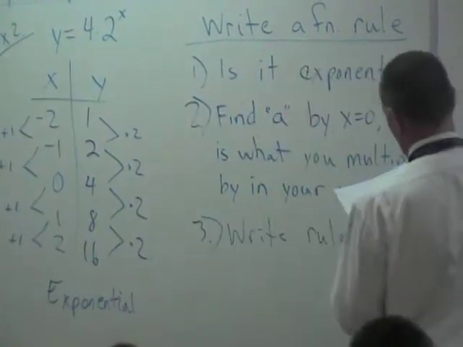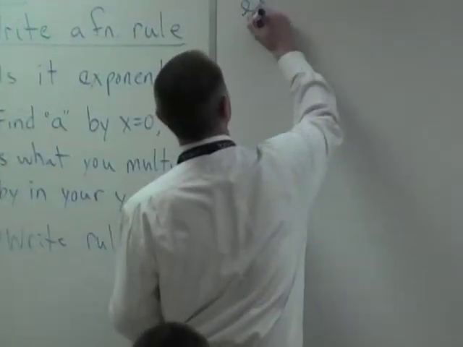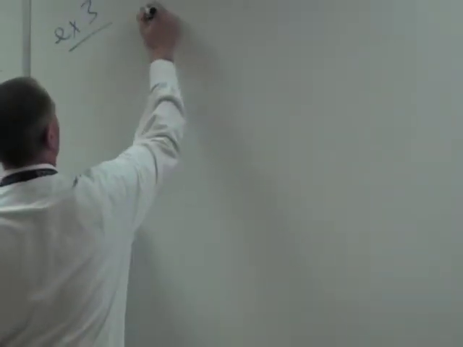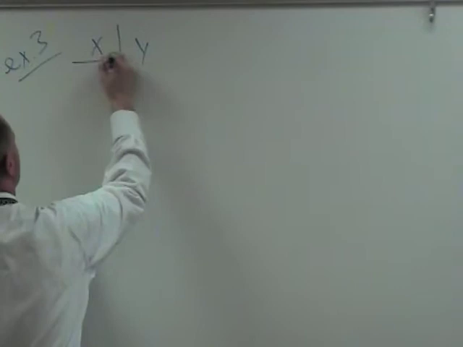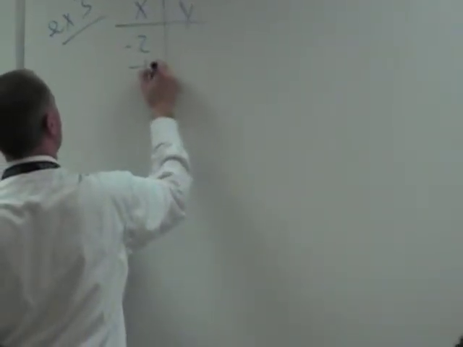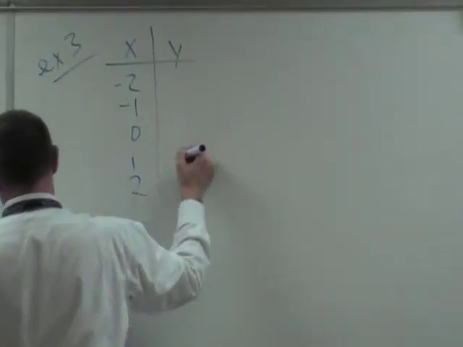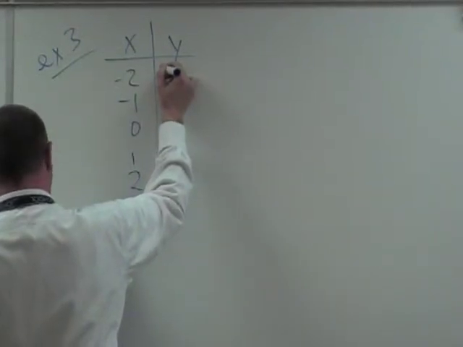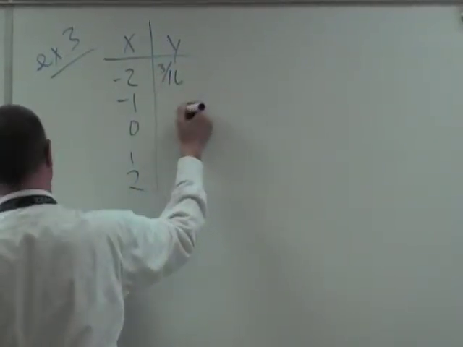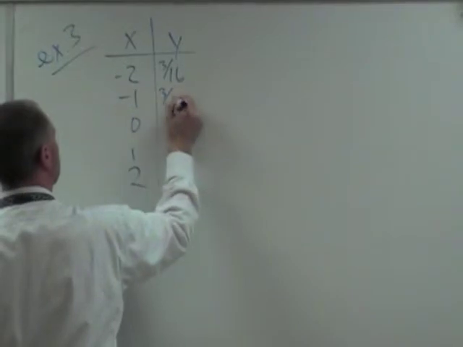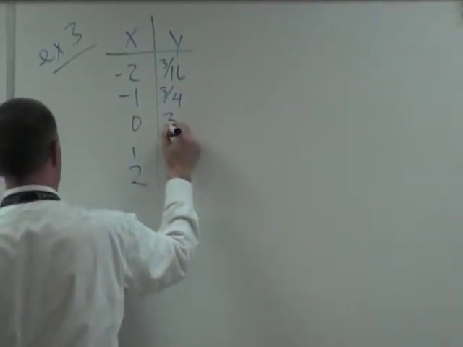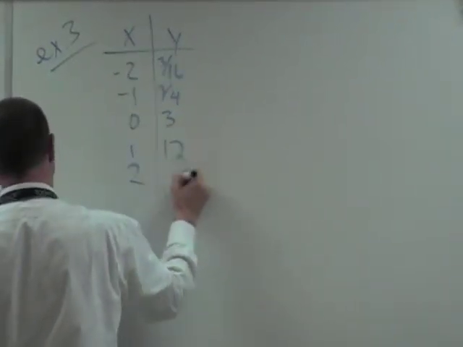Alright, so let's do a couple things here. Example 3. Here is your information. -2, -1, 0, 1, and 2. And then you have 3/16. You have 3/4, 3, 12, and 48.